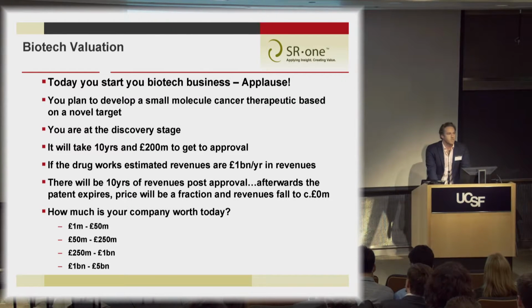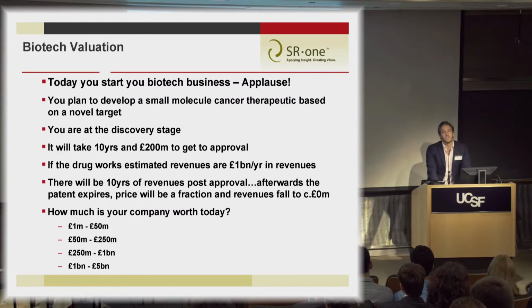So you're at the discovery stage, which, having read all your business plans, you are. It's going to take you, call it 10 years and about $200 million of investment to get through discovery, preclinical, tox, phase 1, 2, 3, and approval. And yeah, that's going to take you 10 years. But you guys are geniuses, and you have created a drug that is going to fundamentally change oncology, and you're going to end up with a product that sells £1 billion a year in revenues.